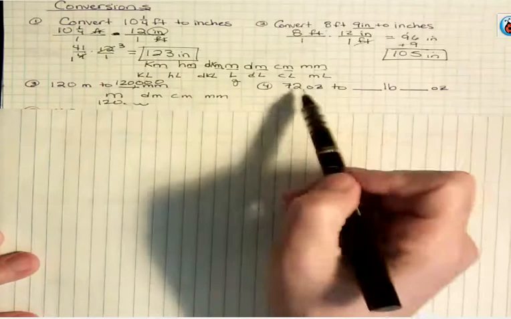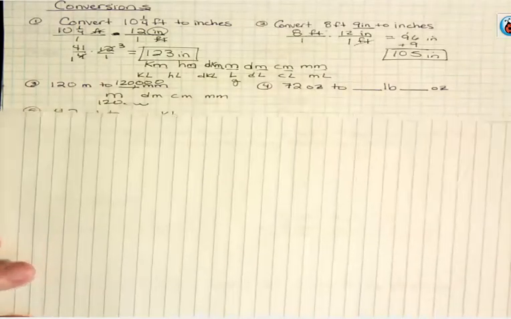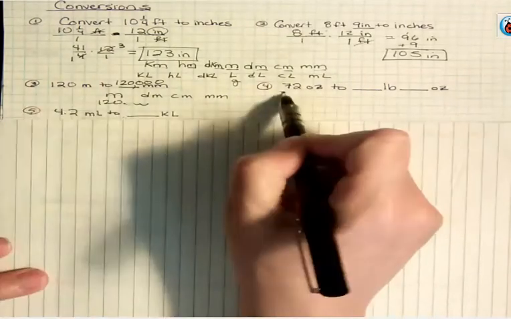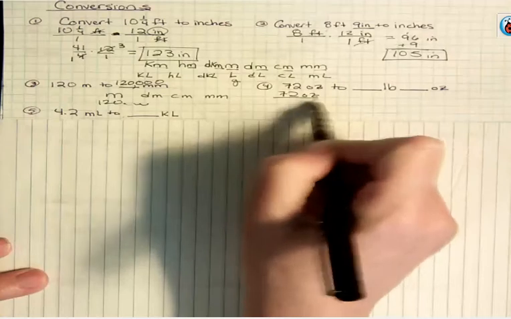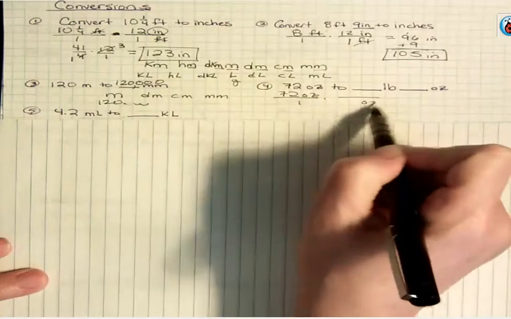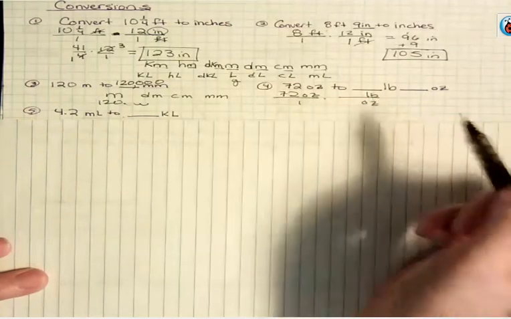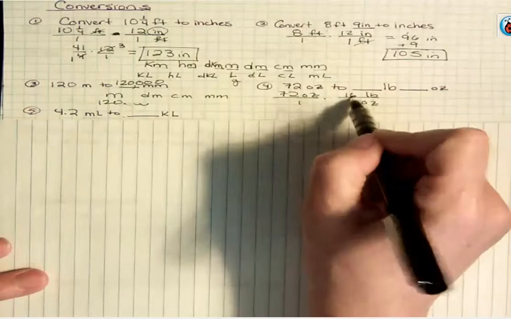What if you had 72 ounces and you wanted to change it into pounds and ounces? Well, I'm going to use the unit conversion again. I want to get rid of ounces, that goes on the bottom. I want to end up with pounds, that goes on the top. And I have 16, whoops, no I don't.